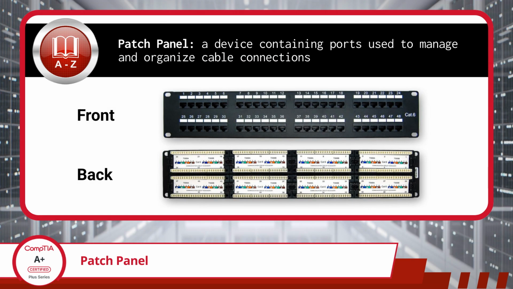Patch Panel. This video segment will cover an unsung hero in the networking world, the patch panel. A patch panel is a device containing ports used to manage and organize cable connections. It is a central location in a building's network system where all the network cables converge. It's typically a flat panel with numerous ports where network cables are plugged in. These panels provide a convenient and organized way of managing cable connections from different rooms or areas in a building in order to provide a connection to network devices like switches and routers.